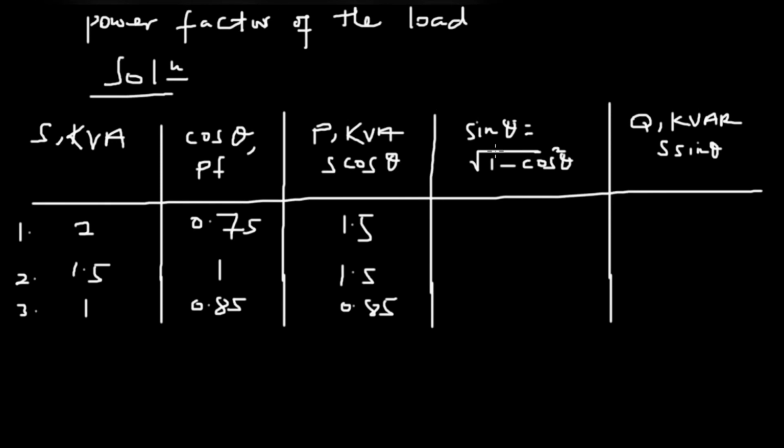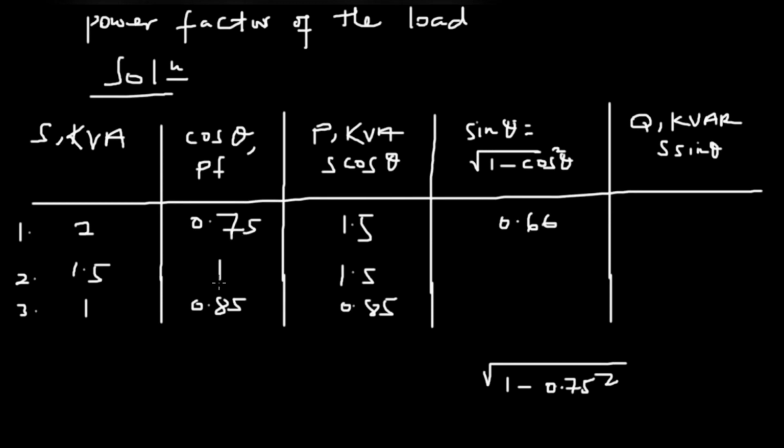Now sin theta is equal to the root of 1 minus cos squared theta. When you punch this in, we have 1 minus cos squared theta, where this is cos theta, so 0.75 squared. When you punch that, you end up with 0.664.